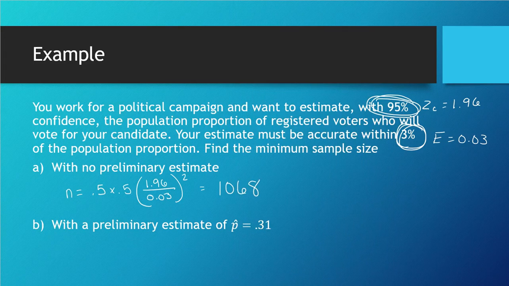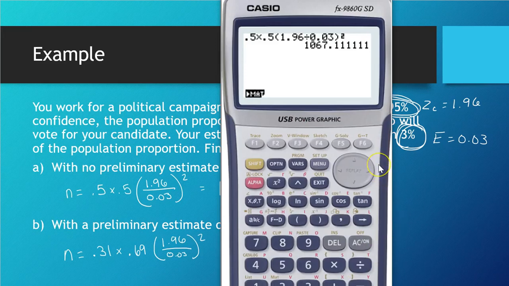Okay, now let's pretend that we have a preliminary estimate. We have a previous poll or something where 31% said they would vote for our candidate. So if we want to check again, what would our sample size be? Okay, so this time P is 0.31 and that makes Q 0.69 because these two numbers have to add up to 1. All right, and then what's in the parentheses, my Z sub C and my margin of error, is not going to change.